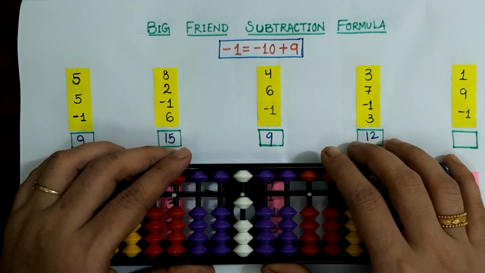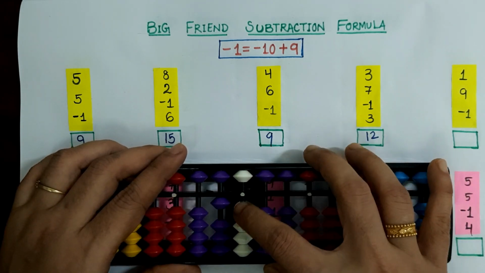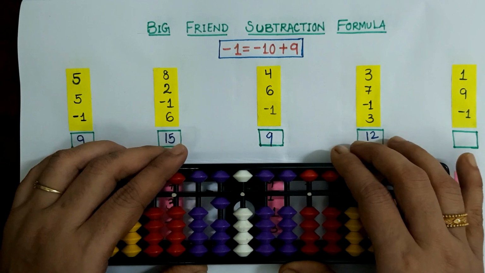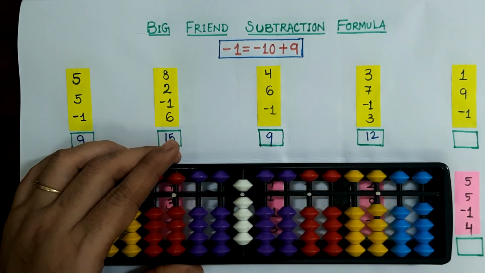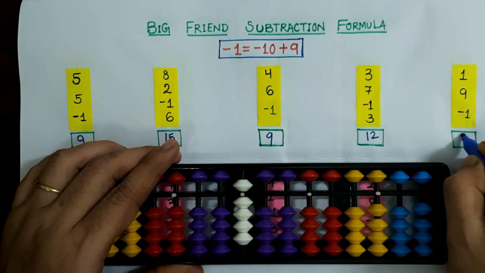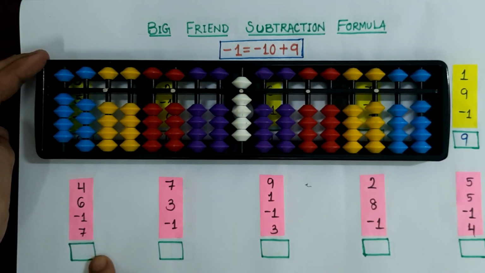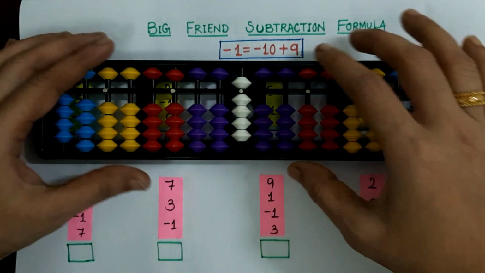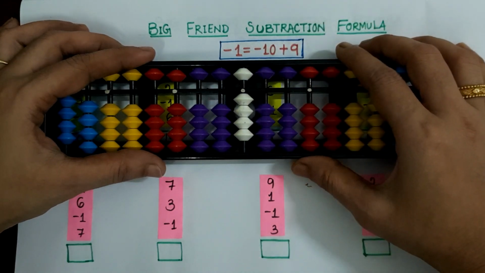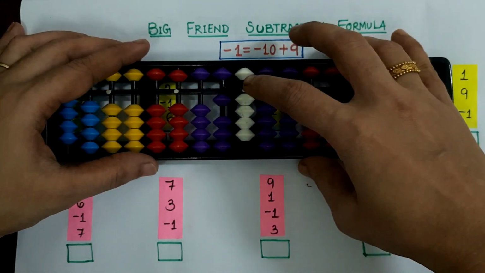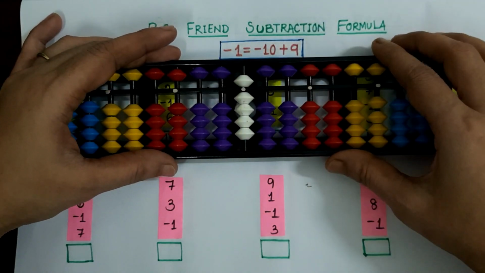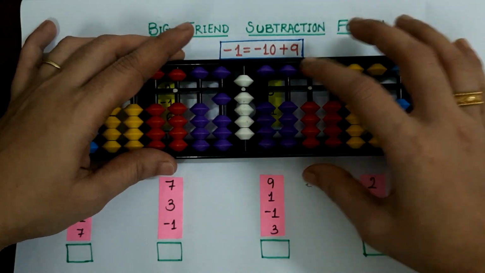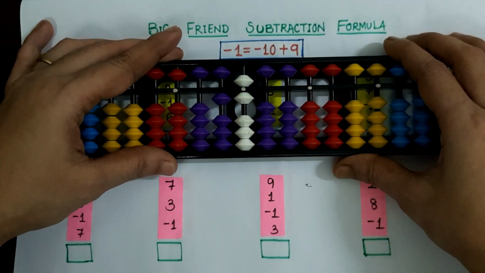Next sum is 1 plus 9 minus 1. 1 plus 9 is plus 10 minus 1. Then minus 1 is minus 10 plus 9. The answer is 9. The next sum is 4 plus 6 minus 1 plus 7. 4 plus 6 is plus 10 minus 4, minus 1 is minus 10 plus 9, plus 7 is plus 10 minus 3. The answer is 16.